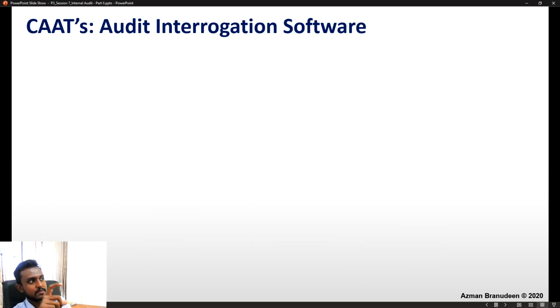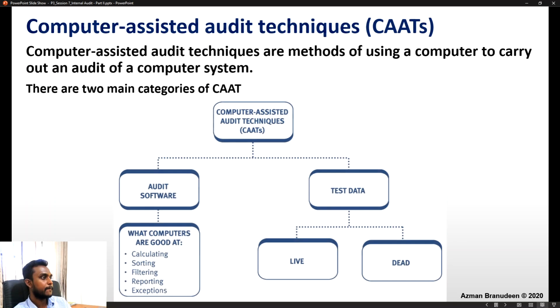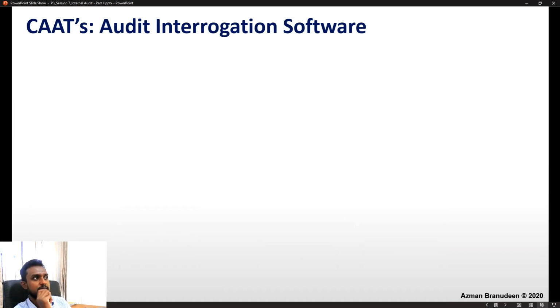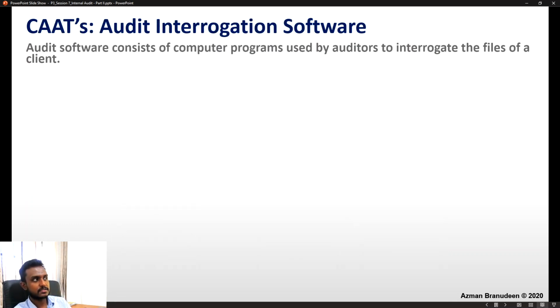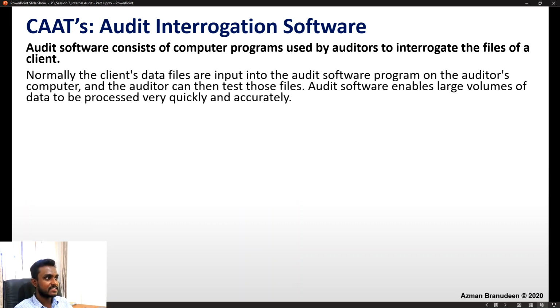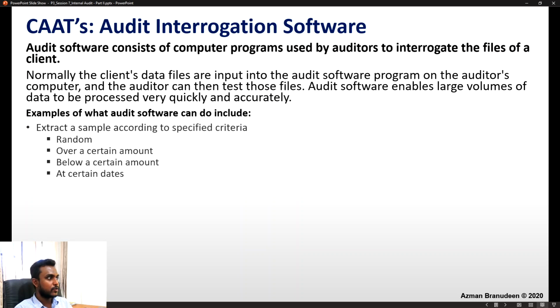So fundamentally, in terms of audit interrogation, on the audit software, you can deploy audit interrogation software as computer assisted audit techniques. Audit software consists of computer programs used by auditors to interrogate the files of a client. Normally, the client's data files are input into the audit software program on the auditor's computer, and the auditor can then test those files. Audit software enables large volumes of data to be processed very quickly and accurately. Let's look at a few examples of what audit software can do.